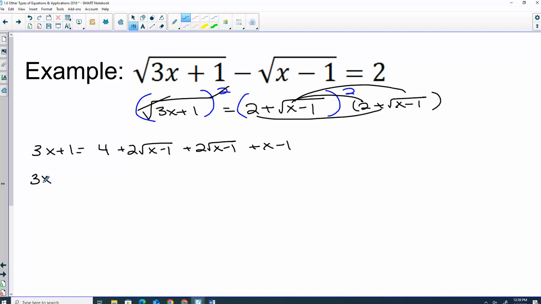Combine my terms. Radicals: add the numbers in front. On our like terms, we have a 4 and a negative 1, so that's plus 3. Now what? Get the radical alone. So I'm going to subtract over the x and the 3.